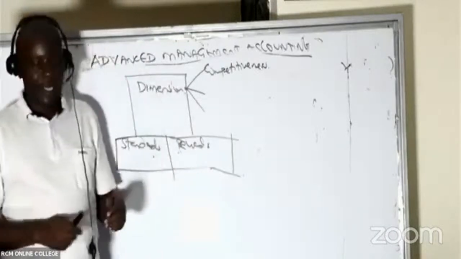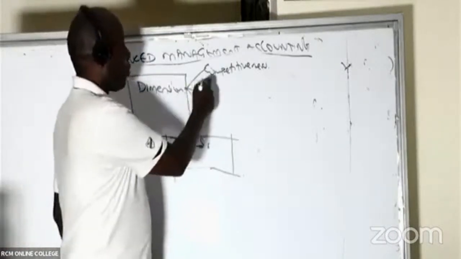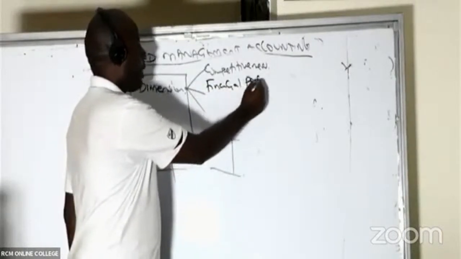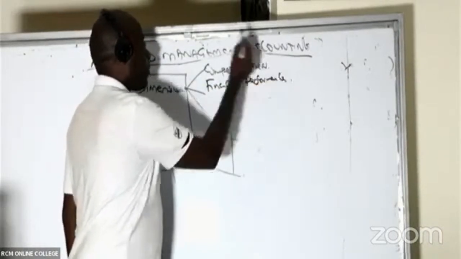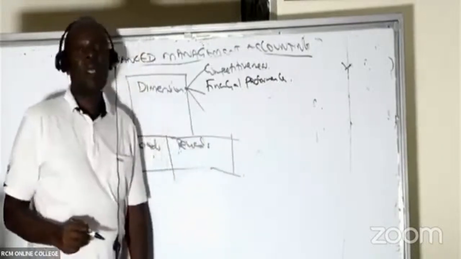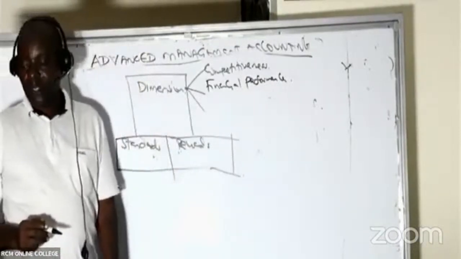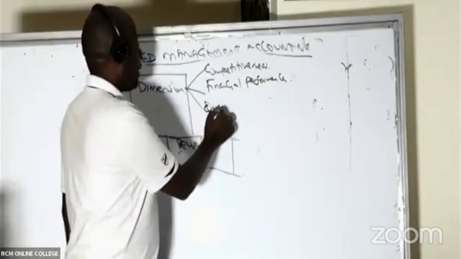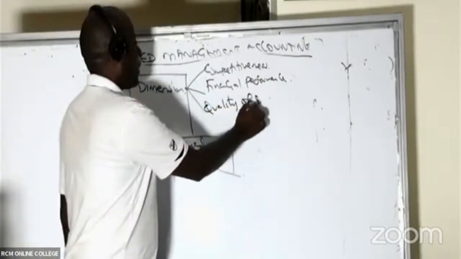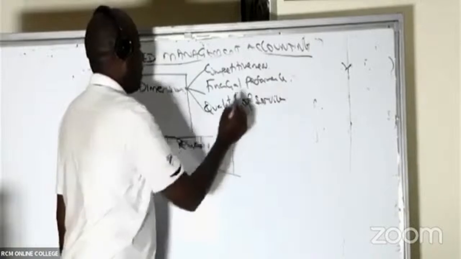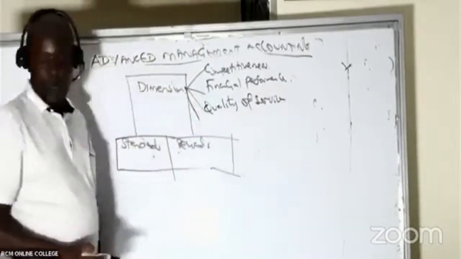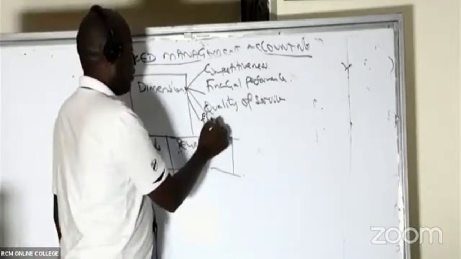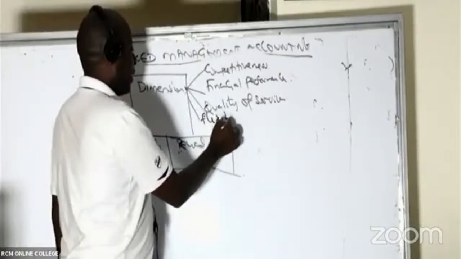So competitiveness. And then, of course, you will be able to improve on financial performance. Your financial performance automatically will go up because your workers are happy. And then, of course, we have quality of service. Quality of service will go up. These guys are happy. After quality of service, what do we have? We have flexibility.